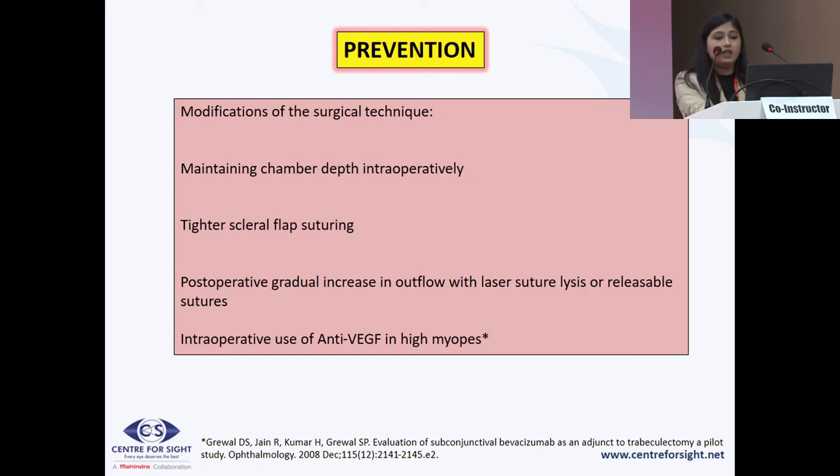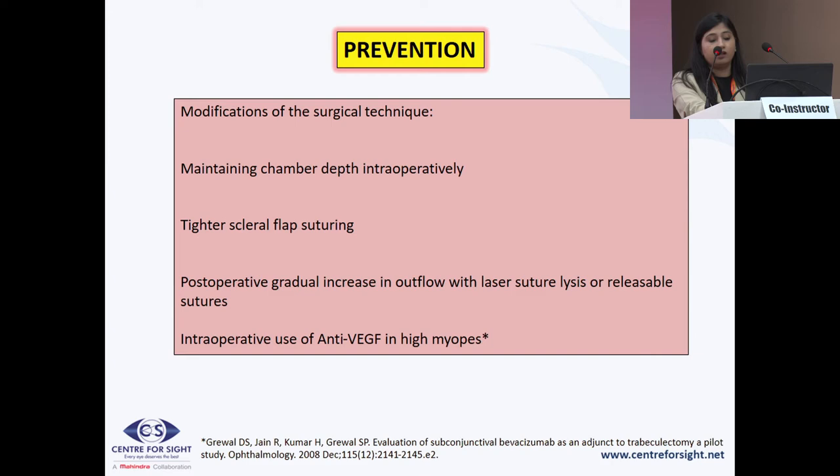To prevent hypotony, intraoperatively we should maintain the chamber depth, and while suturing the scleral flap, the suture should be tied tightly. There's one other thing that Dr. Harsh does in his cases, which are high myopes. We cannot use MMC, as Sunita ma'am said. So in those cases, we use anti-VEGF, and most of our patients are doing well, and none has developed maculopathy. Post-operatively, to prevent hypotony, we should gradually release the sutures or do laser suturelysis.